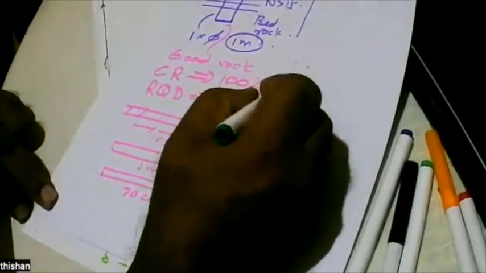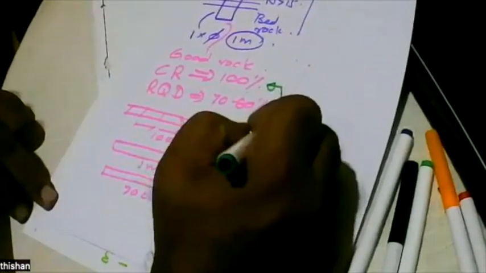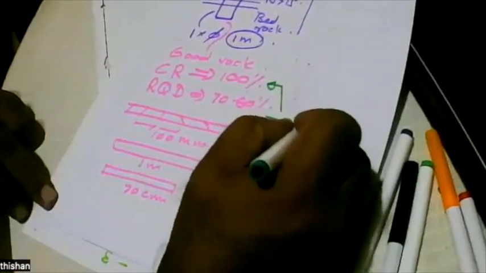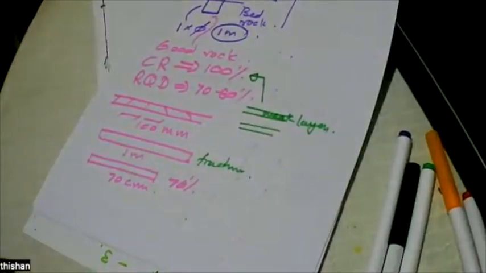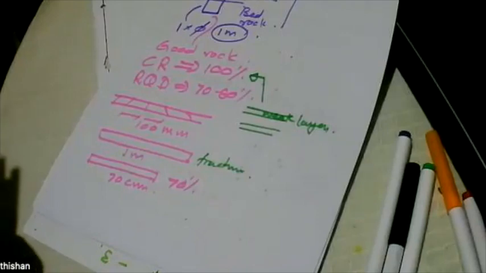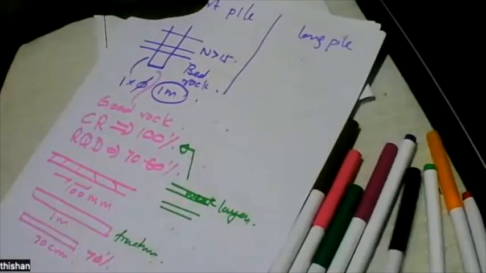Core recovery is a good indication of the formation of weak layers. And if there are weak layers, then you find the recovery is not very good. Because there are so many weak layers, there is some rock and then weak layer, rock, weak layer, rock, weak layer. Then you'll find that the core recovery can drop to about 40-50%, which means there are a lot of weak layers in the middle of good layers. On the other hand, so we will finish it off.